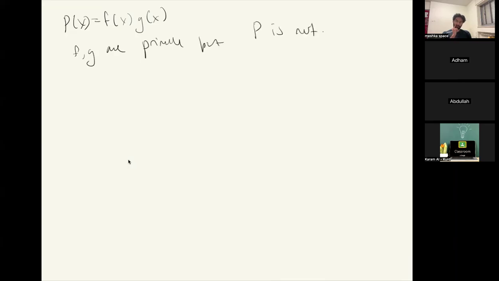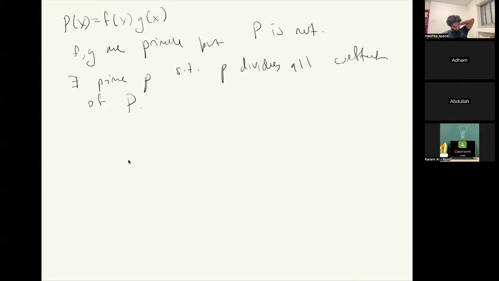Okay. Yeah, so you're saying, so what do we do? We assume that p of x equals f of x times g of x, where f and g are primitive, but p is not. Okay, and then we're saying there exists a prime, little p, such that little p divides all coefficients of big P, right? So is that where we are? Yeah. Okay, and then what do I do?